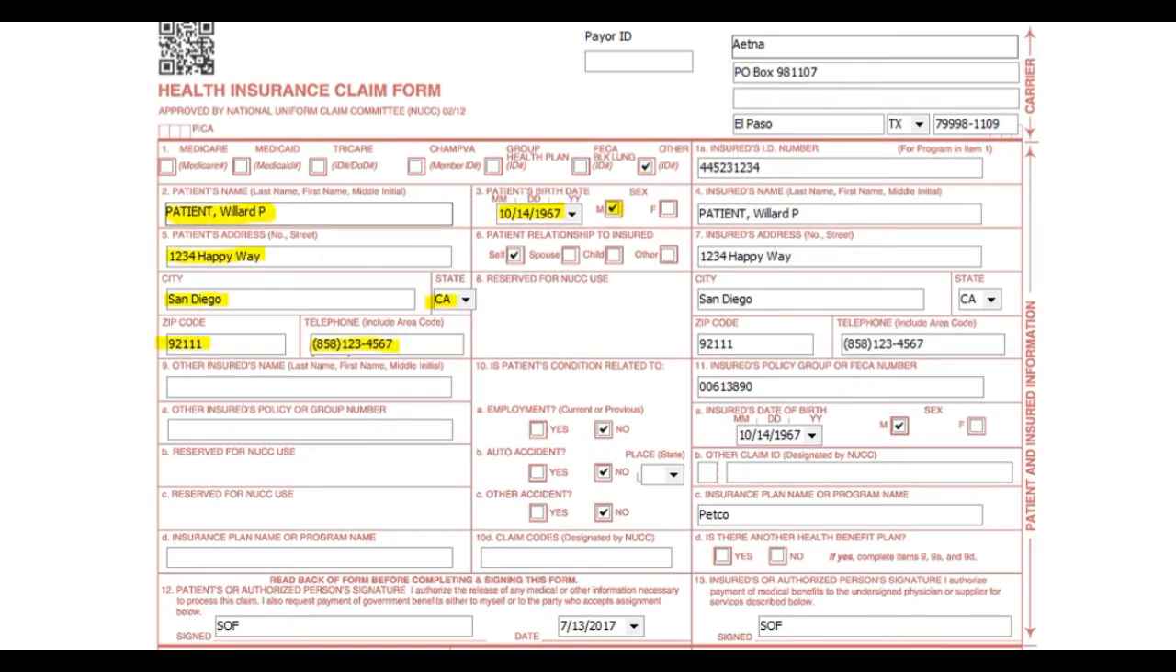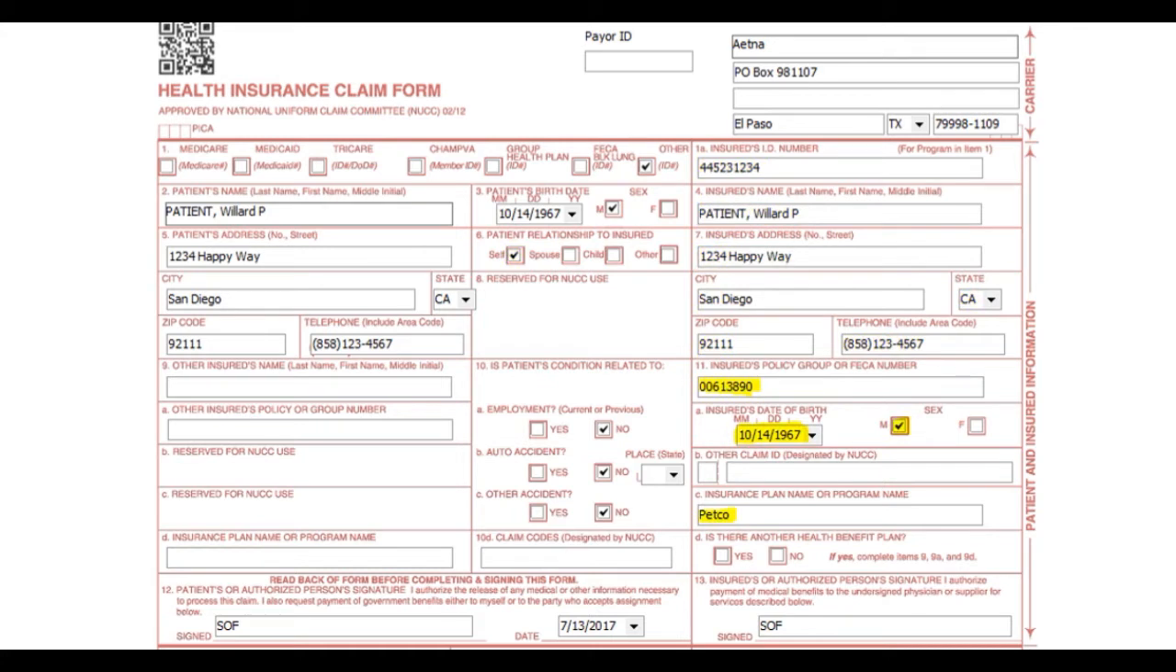Boxes 2, 3, and 5 are for the patient's name, date of birth, gender, address, and phone number. Box 1A is for the ID of the patient or the person that has the insurance, and in this case it is the patient, and that number is found on the medical insurance identification card. Box 4 is the name of the person with the insurance, and box 6 is patient relationship to insured, which is in this case self, and then box 7 is the insured's address and phone number.